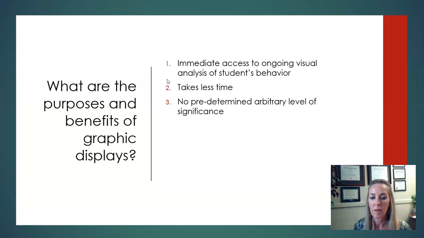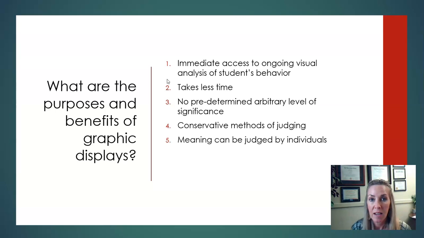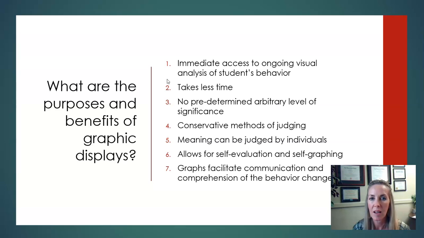We also can note any variability or overlapping data that are obvious. So visual analysis remains a conservative method of judging the significance. That meaning and significance of the data can be judged by individuals reviewing the data, parents, teachers, and students alike. Graph data allows for student self-evaluation, maybe even the student self-graphs, and this has been shown in itself to improve behavior. And lastly, graphs facilitate communication and comprehension. So let's use it to help students, parents, and teachers alike.